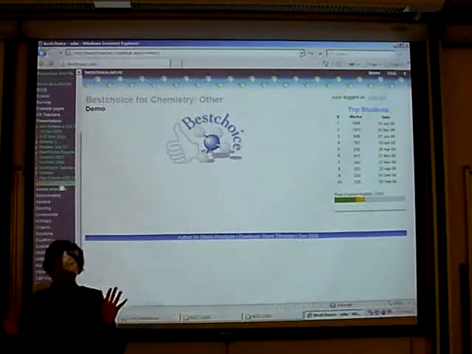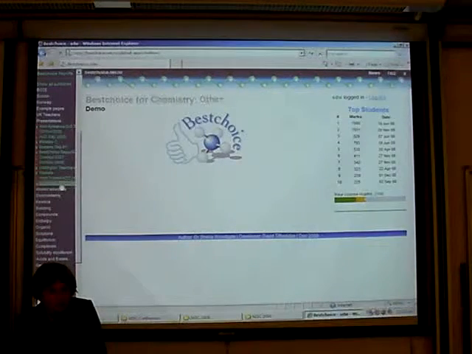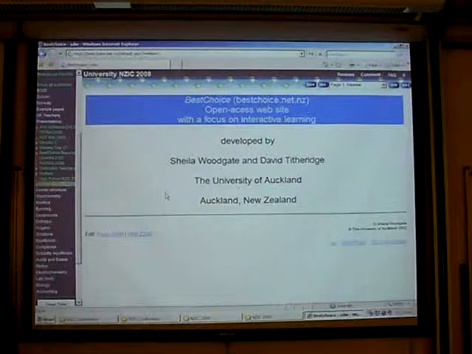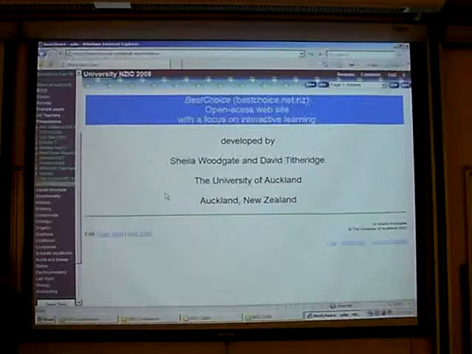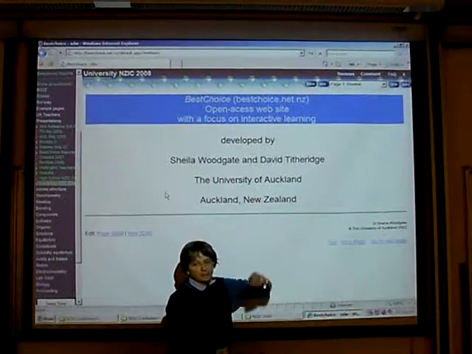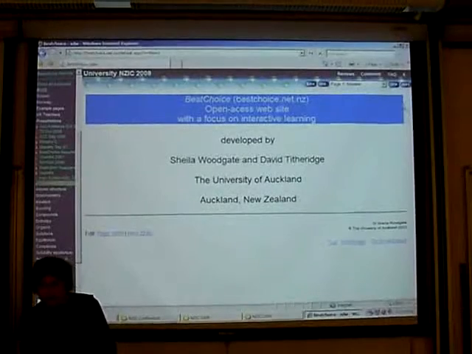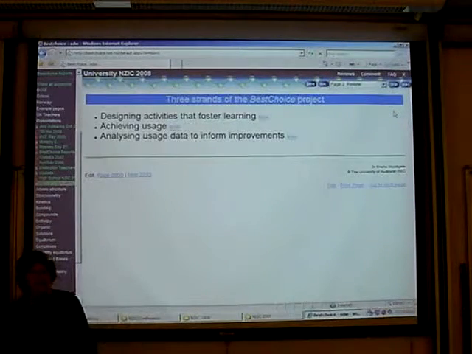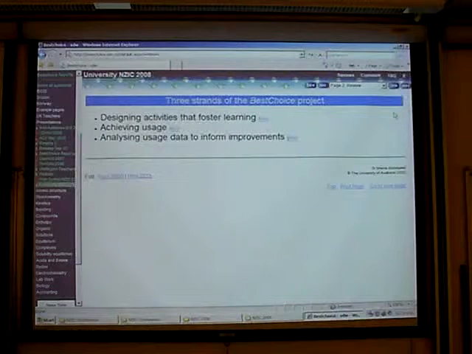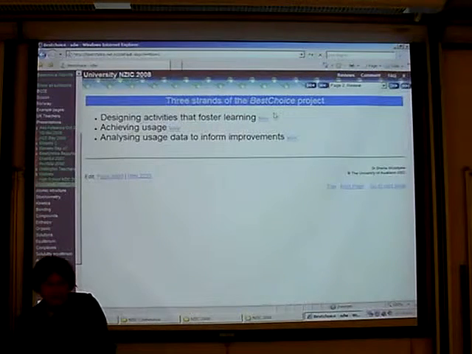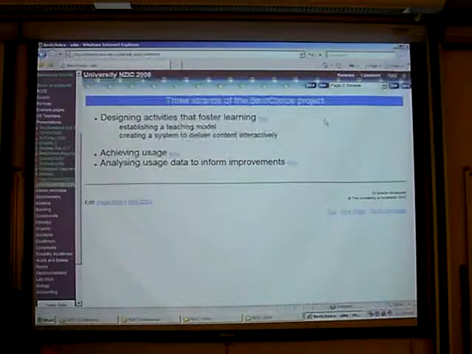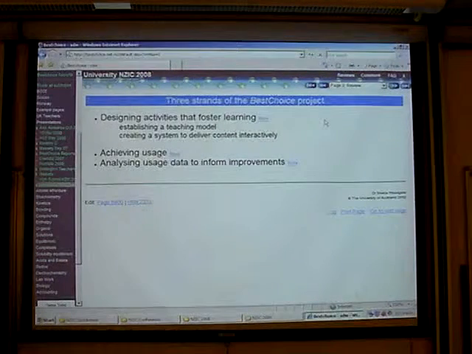I'm giving it. This is all about the interface, and I'm doing one on university stuff and one on high school stuff. Now, Best Choice, as I've already explained, is open access, but the focus is on interactive learning. And this man, who's been my partner in crime, has played a very key role, so he gets on the front page. There are three strands of the Best Choice project. One is designing activities, like what you've been doing, to try to foster learning. And this has involved establishing a teaching model, and I had some ideas about what I wanted to do along those lines from work I had done for the DOS system.